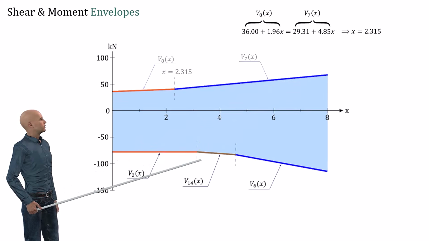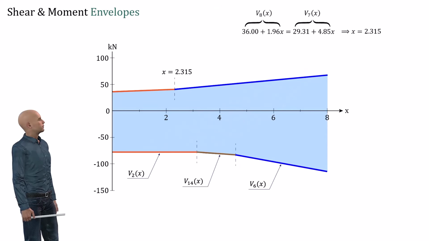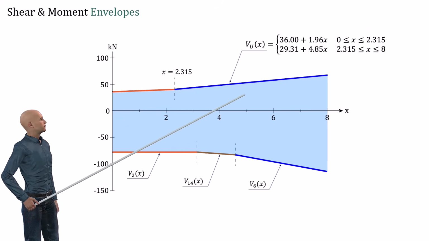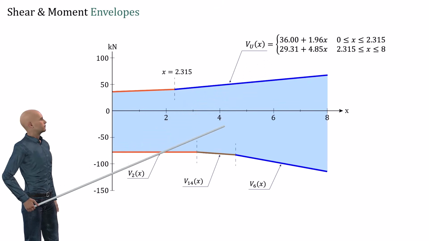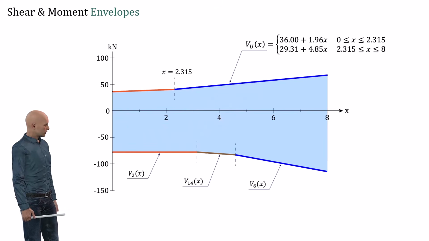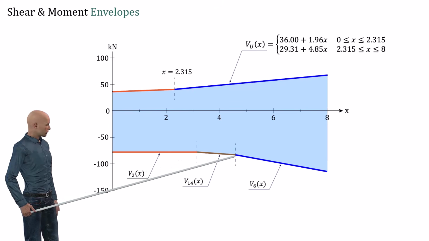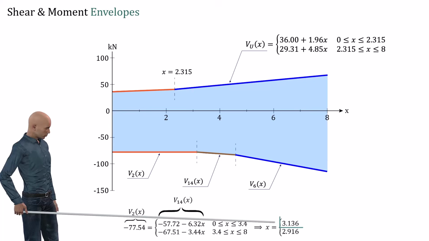The 2 equations intersect at x equals 2.315 meters. Therefore, we can define the upper boundary as a piecewise function. The first branch is the shear equation from load case 8, and the second branch is the shear equation from load case 7. We can determine the intersection points for the lower boundary in a similar way. Here we have 2 intersection points, one between the shear equations for load cases 2 and 14, and another between the shear equations for load cases 14 and 6. The first intersection point occurs at x equals 3.136 meters.